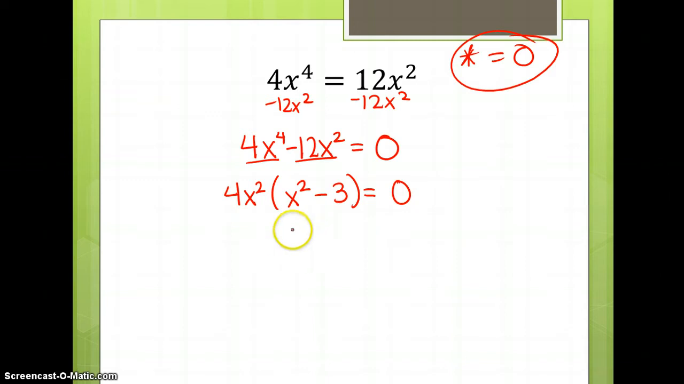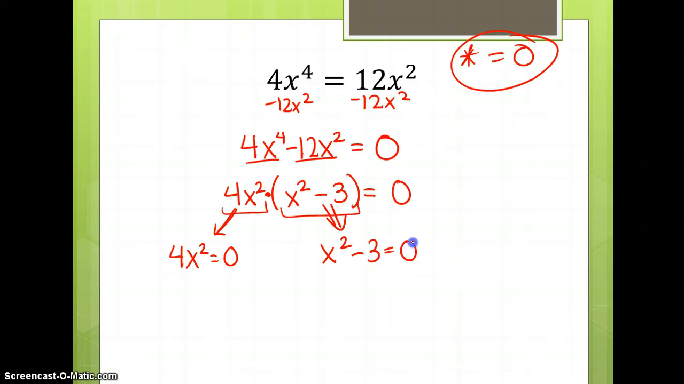Our rules are the same. We try and factor, and then we see, okay, can I factor this piece? No. Can I factor this piece? No. But what I can say is, these two pieces are being multiplied, so either 4x squared has to equal 0, or x squared minus 3 has to equal 0. So we use our factoring rules, GCF, and then see the remaining result. What can I factor out of that? Well, it's nothing, then I keep going. So divide by 4 here, and we're going to figure out what x is.